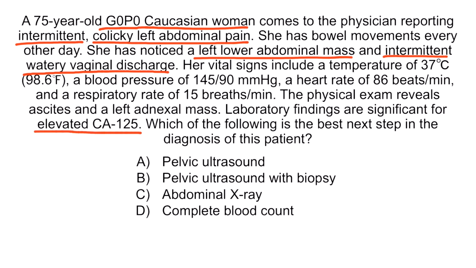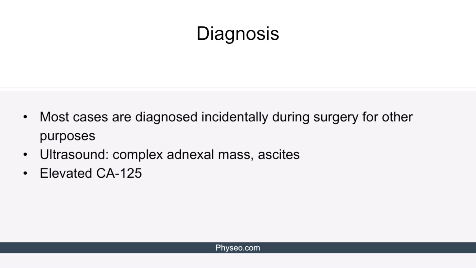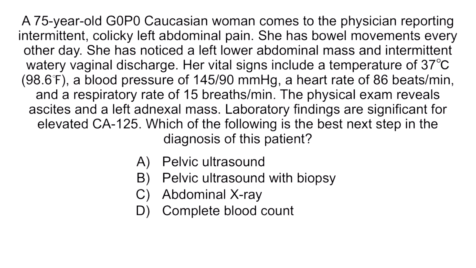So the best next step in the diagnosis of this patient is pelvic ultrasound. Therefore, the correct answer is option A. Recall from this slide, a diagnosis can be made with ultrasound. Option B, pelvic ultrasound with biopsy, is incorrect because we want to avoid biopsying the reproductive tract when we're worried about malignancies in order to prevent peritoneal seeding and metastasis.